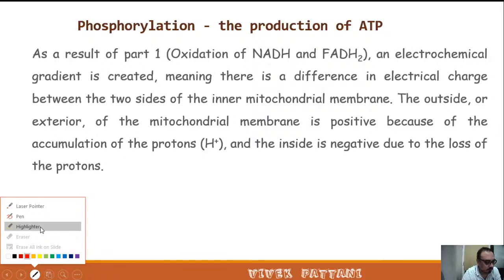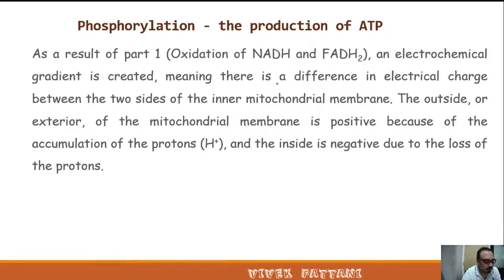So in the first phase of oxidative phosphorylation, the first was the transfer of electrons. Now the second phase is phosphorylation, in which the production of ATPs occurs. As a result of part 1, oxidation of NADH and FADH2, an electrochemical gradient is created.